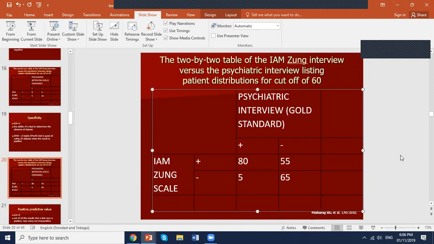All right, so work that out. Let me work that out and see what values you'll get.